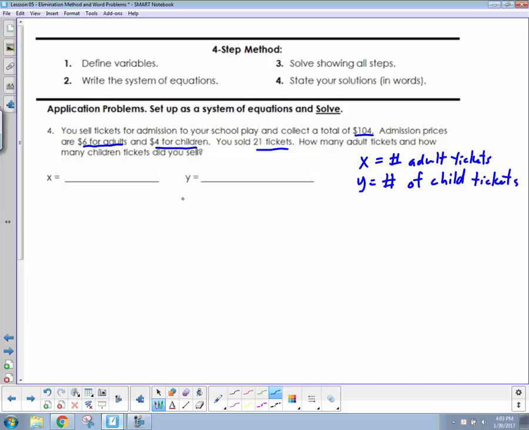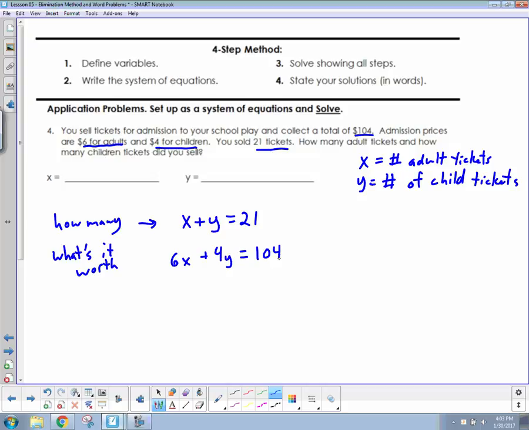Okay? So remember, here's another way to think of it with some of these word problems. Think of the first equation as how many, and the second equation, like I said in class, as what's it worth? So how many, that'd be x plus y equaling 21. What's it worth? $6 for adult, $4 for children, and the total was $104.